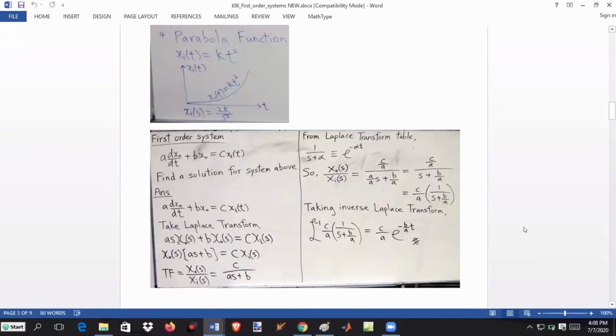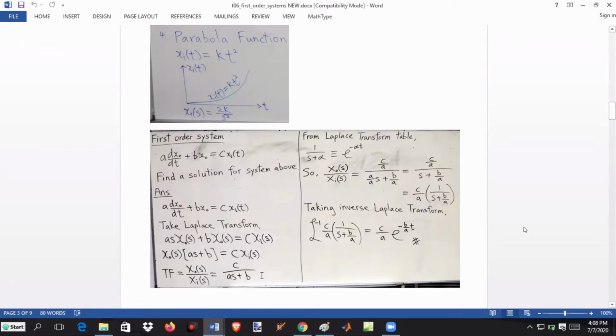Don't forget s xo is s Xo(s), uppercase X. B is constant, put back the B. Then B xo, xo is uppercase Xo(s). Same thing, xi(t) becomes Xi(s). So to get the answer, the transfer function will be like this: Xo(s) divided by Xi(s) equals C over As plus B. That's all.